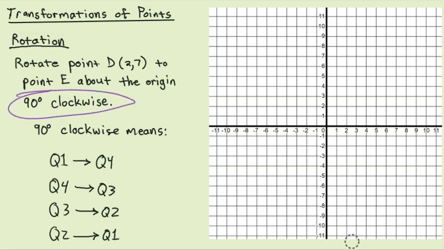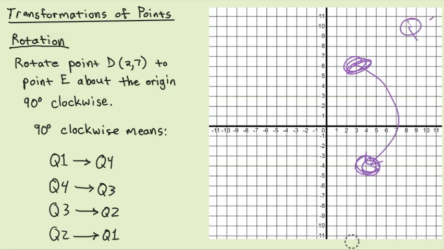90 degrees clockwise means that if your point starts in quadrant 1, you're now going to go to quadrant 4. So if you're here, 90 degrees clockwise means you're going to go over here. So here's quadrant 1, this is quadrant 2 over here, and this is quadrant 3. Hopefully you remember that. So going clockwise means going this direction, okay? Sort of up and over to the right and then down and to the left, okay?